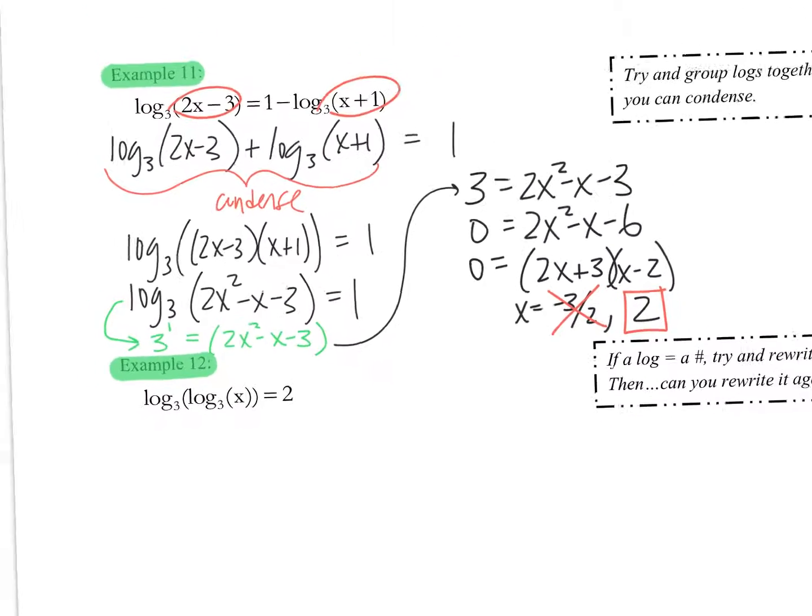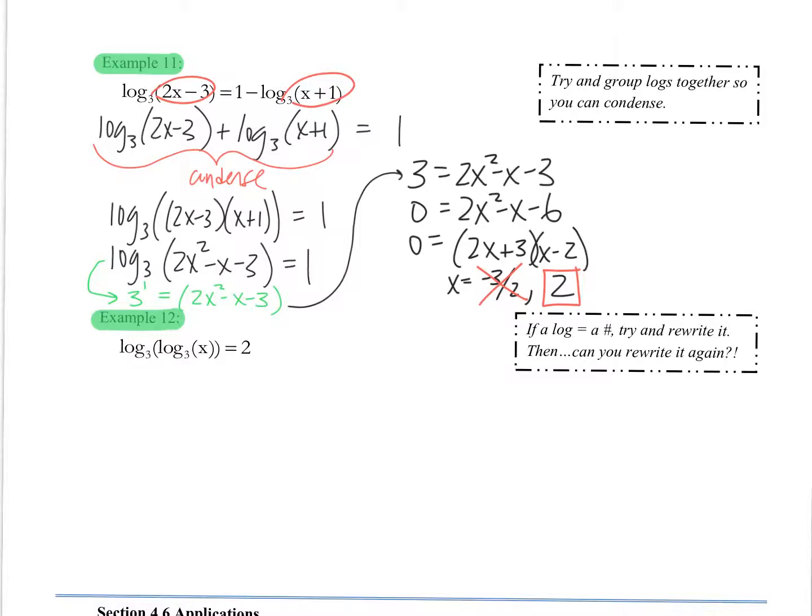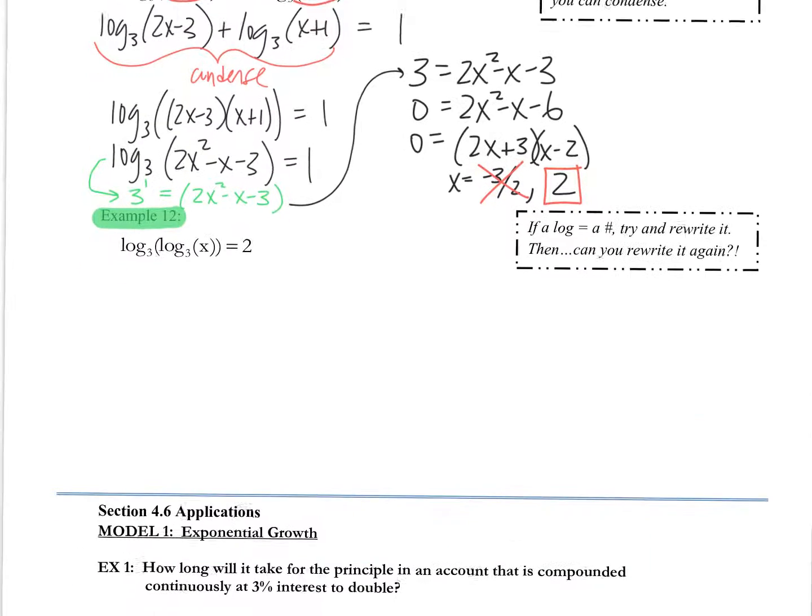So this is a different example because we didn't have a log on each side. We had a random whole number. Do not forget how to translate. That is another tool that we know that's going to help us solve these examples and these equations.